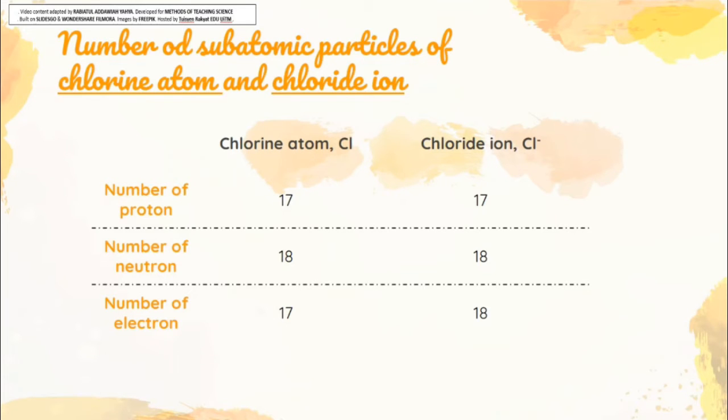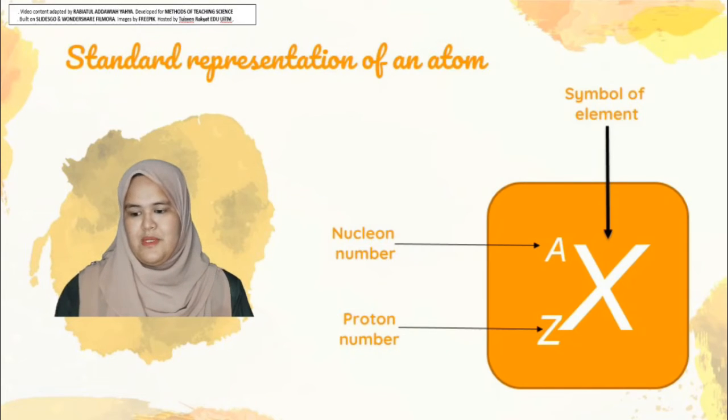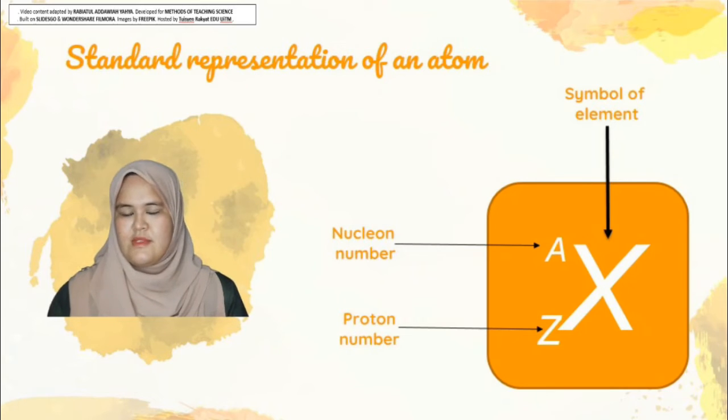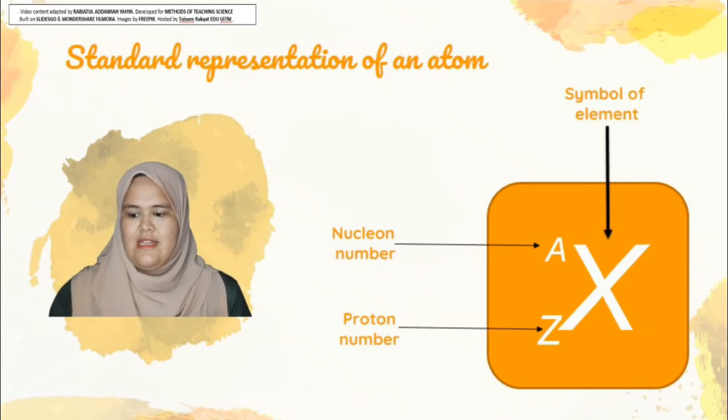An atom can be represented using a standard representation as shown in the figure. The A represents the nuclear number, the Z represents the proton number, and X is the symbol of the element.